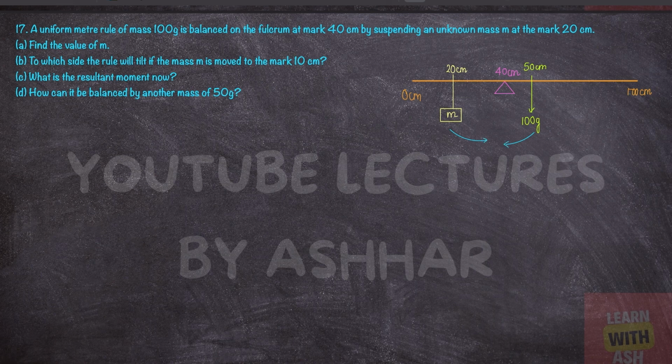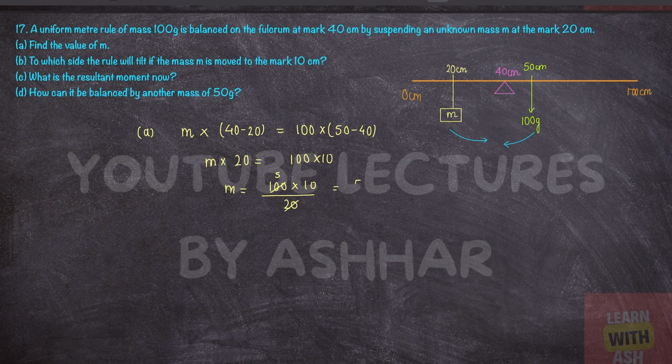The same way we can do is that for part A, the mass m multiplied with the distance. What distance? 40 minus 20 will be equal to 100 multiplied with 50 minus 40. So this will be m multiplied with 20, which will be 100 multiplied with 10. So m will be simply 100 multiplied with 10 divided by 20. 5 times 20 is 100. So this will be 50 gram. This will be my first part.